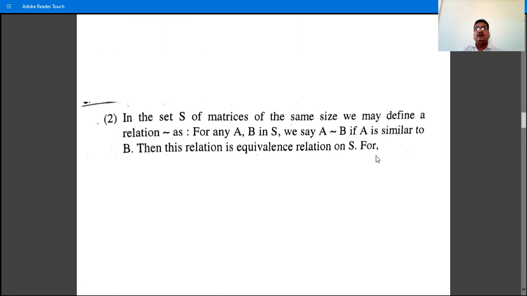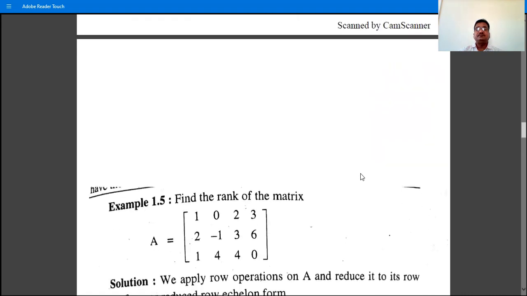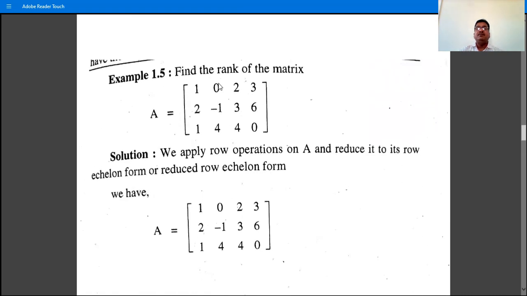Is reflexive, symmetric and transitive. Then some examples of the rank of the matrix. Find the rank of the matrix. This is the matrix and we have to find its rank.